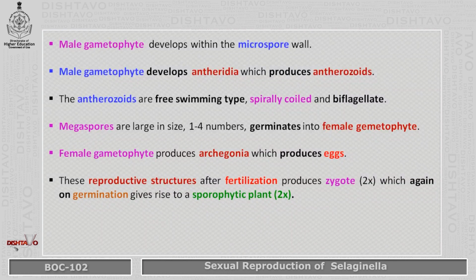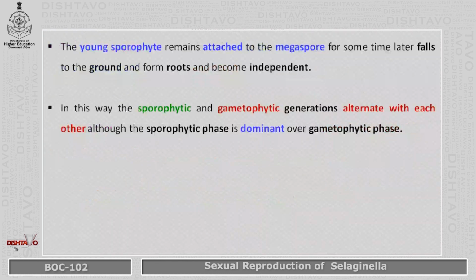These reproductive structures, after fertilization, produce a zygote, which on germination gives rise to a sporophytic plant which is diploid. The young sporophyte remains attached to the megaspore for some time, later falls to the ground, forms roots and becomes an independent plant. In this way, the sporophytic and gametophytic generations alternate with each other, although the sporophytic phase is dominant over the gametophytic phase.